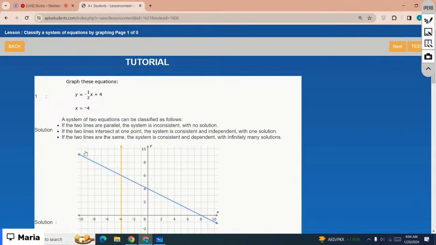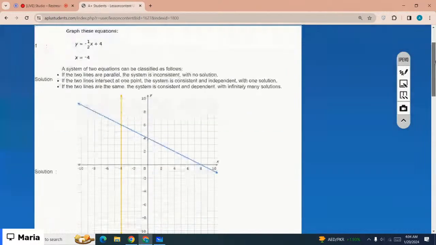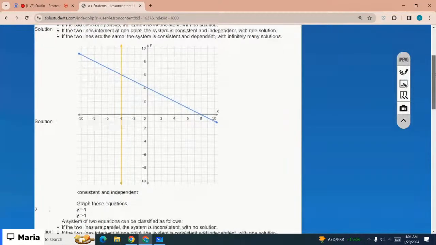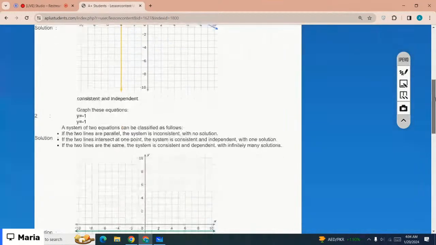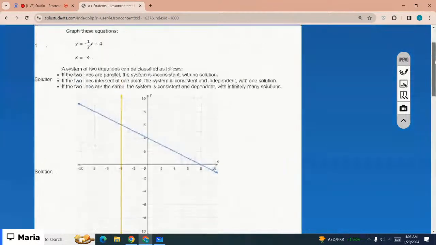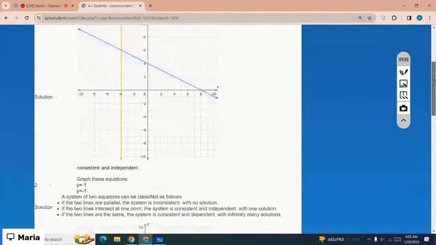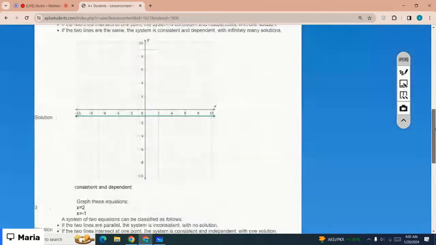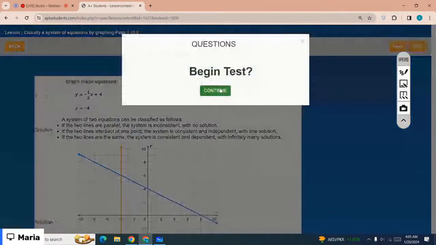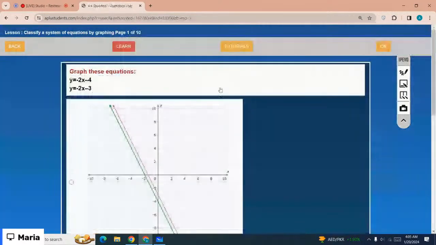So just look at the graph. First you have to graph the equations. We have already done the lessons in the last session on how to graph them. You are given the equations, but they are already graphed. That means you just have to classify. Let's just start with the test question and see what we have to do.